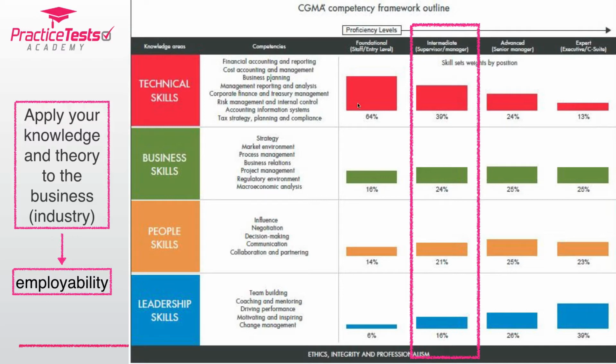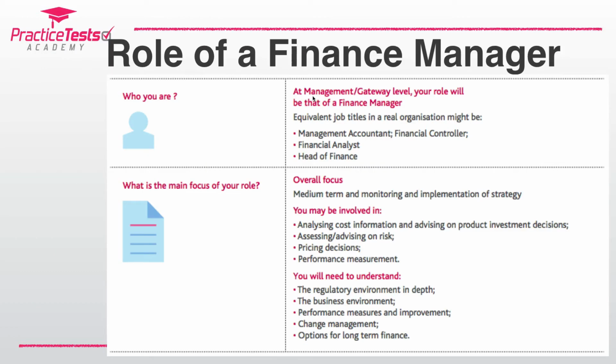You don't need to know exactly how to book things, but at least you need to have an idea about it. Okay, now knowing the competencies, let's move on to your role as a finance manager. At the management level, you are responsible for monitoring the implementation of the strategy. Your focus is on the medium term. Basically what that means is that you need to translate the long-term strategy that was decided on the board level into more tangible short-term goals that can be implemented at the operational level.